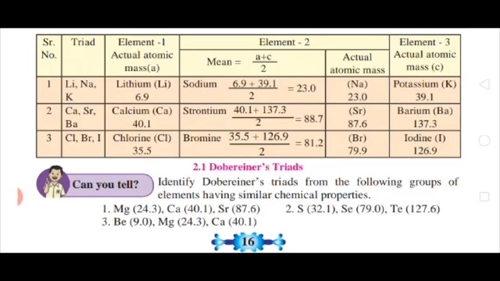Now look at the third one, chlorine, bromine and iodine. The atomic mass of chlorine is 35.5 and that of iodine is 126.9. If you add and divide by 2, you get the atomic mass of bromine. By calculation we got 81.2, and the actual mass is 79.9. So here the values are approximately equal, that means they come near about.